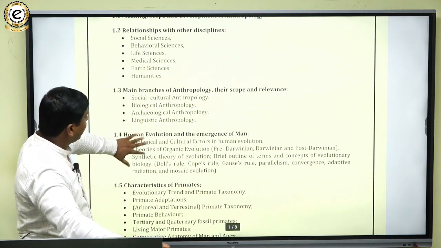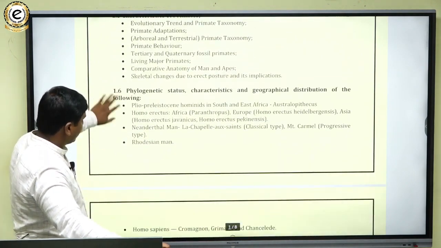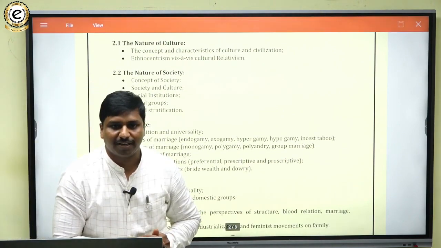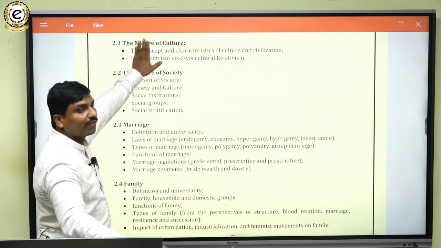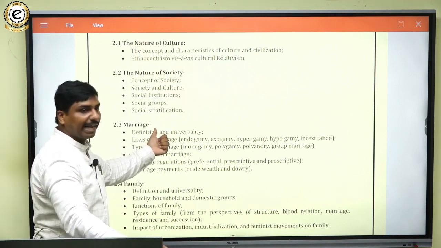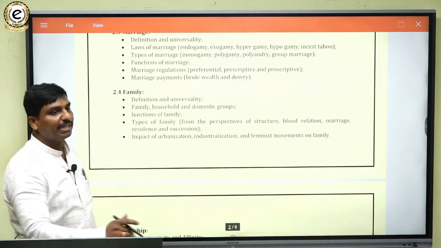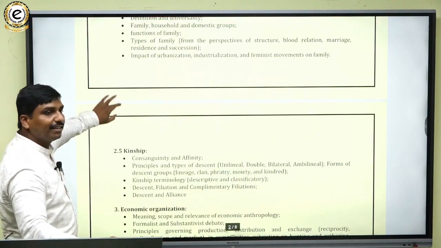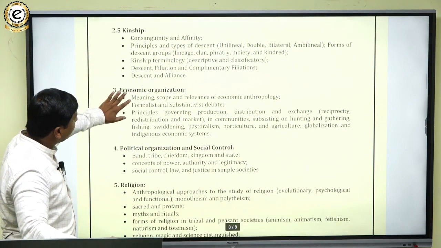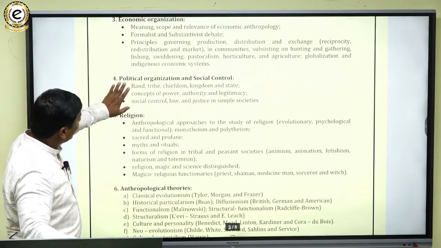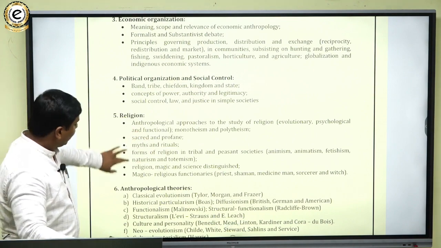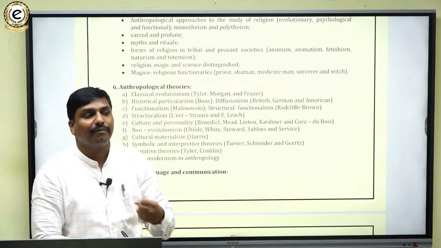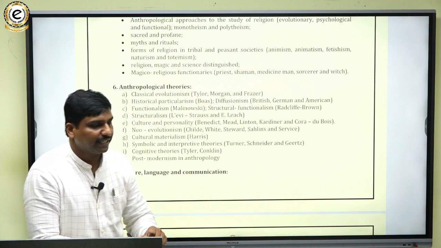This one would be the syllabus, and there are certain portions. We'll begin with the socio-cultural anthropology part, where we will study topics like nature of culture, nature of society, marriage, then family, likewise. Just go through the syllabus. We will have topics like kinship, then economic organization, then political organization, religion, and anthropological theories and thoughts, like how culture has evolved and various approaches to study culture.